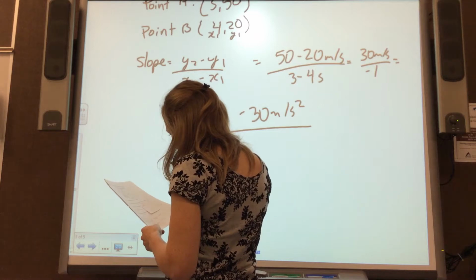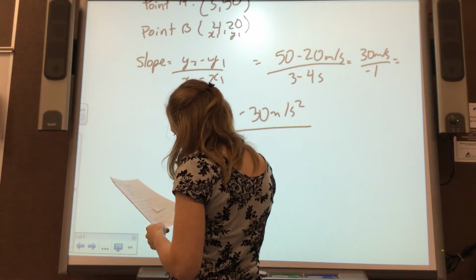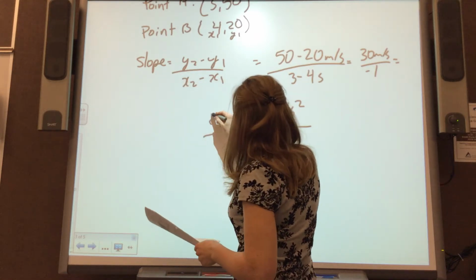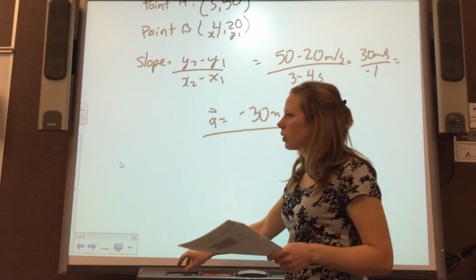If we were to put this, yeah, no, that's good. Okay, so our A is negative 30 meters per second squared.